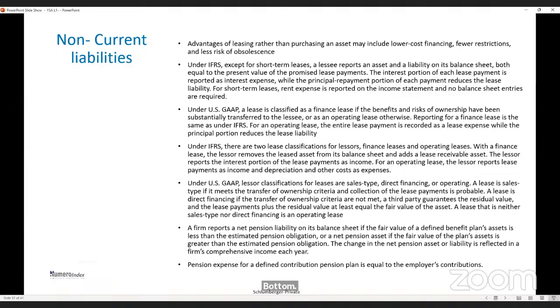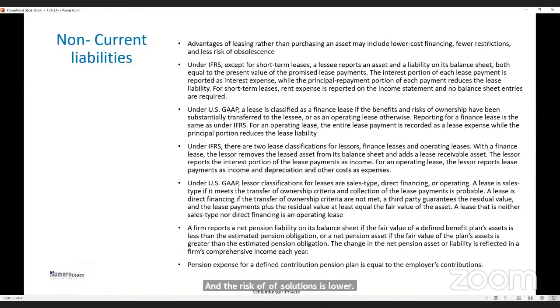There's also your finance lease and operating lease, right? I don't really expect it, but there might be. So you can lease rather than purchase outright because the cost of finance is lower, there are fewer restrictions, and the risk of obsolescence is lower, right?